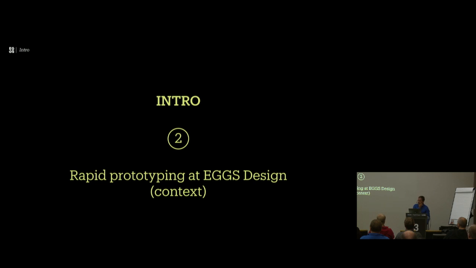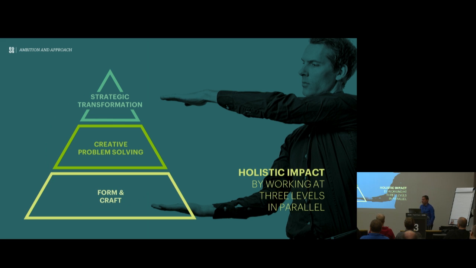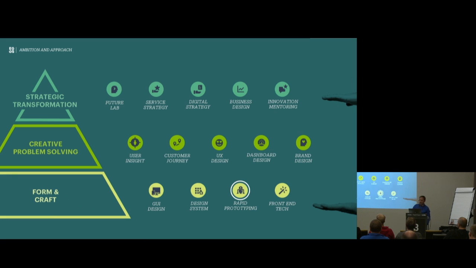Rapid prototyping at Eggs Design. A bit of context. When we talk about design, we usually visualize it using this pyramid of offerings. At one level, or at the bottom, you will probably see what is traditionally understood as design, which is form and craft, how things look. But there's much more to it that we deal with. More and more creative problem solving and strategic transformation, which can have quite a wide impact on businesses. And within that, there's a certain number of offerings, and you will see rapid prototyping among form and craft.